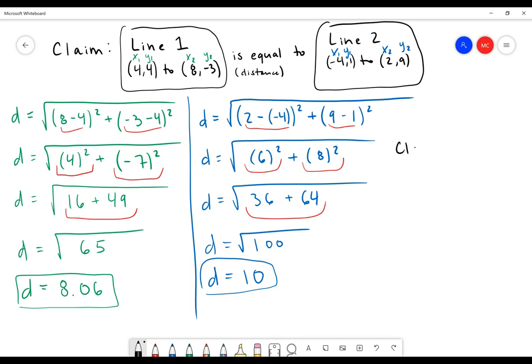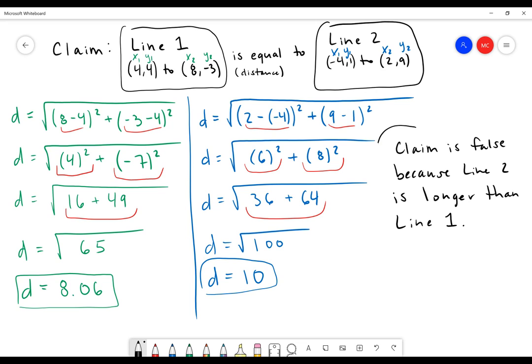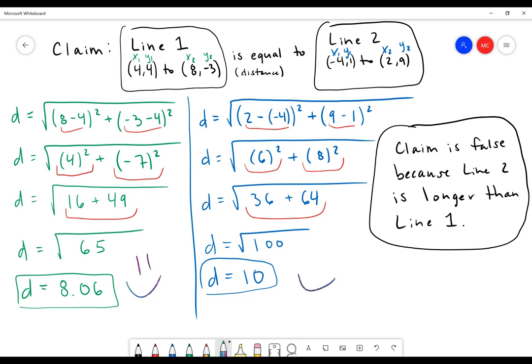This tells me that the claim is false because line 2 is longer than line 1, so they cannot be equal. And that's my final answer, and I proved it true because I showed my work here and I showed my work here, and now we are done.